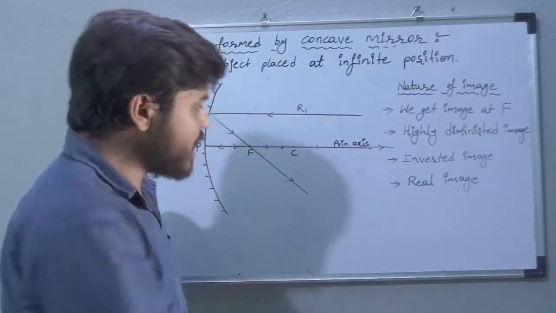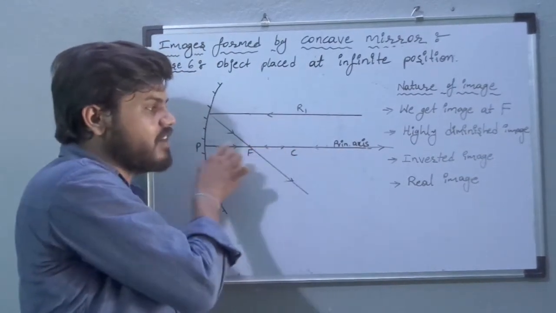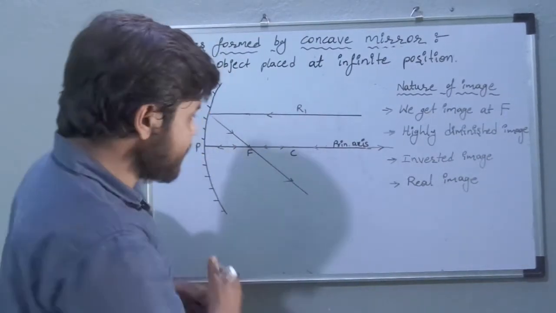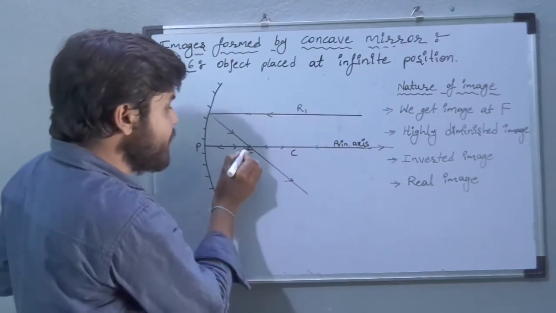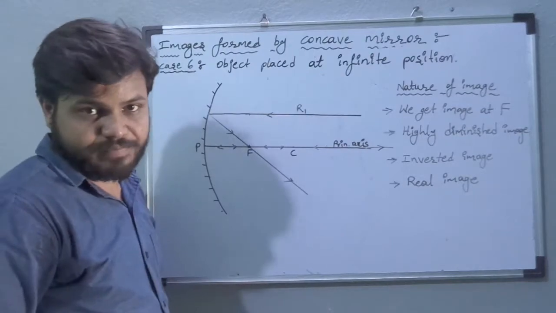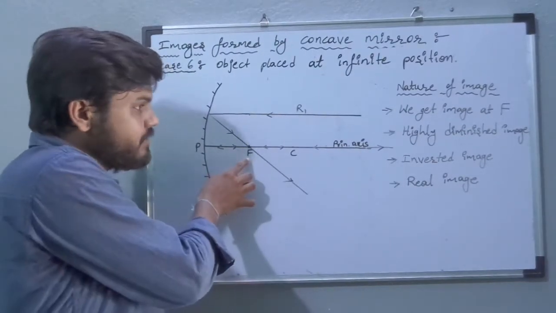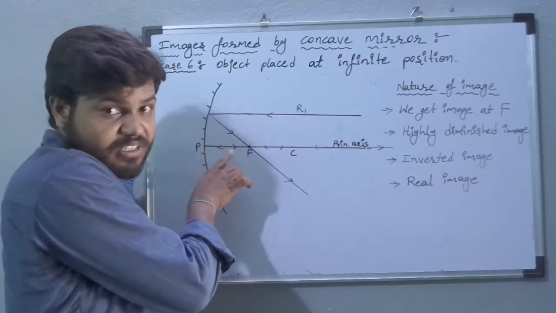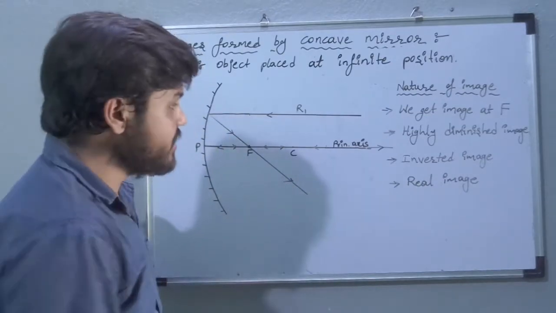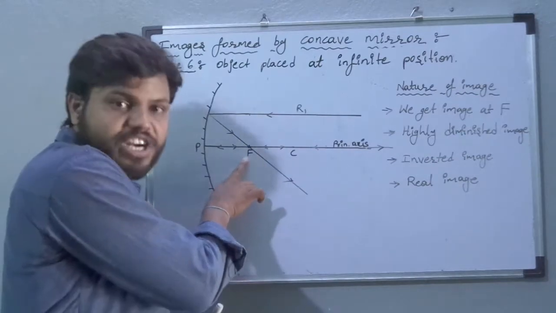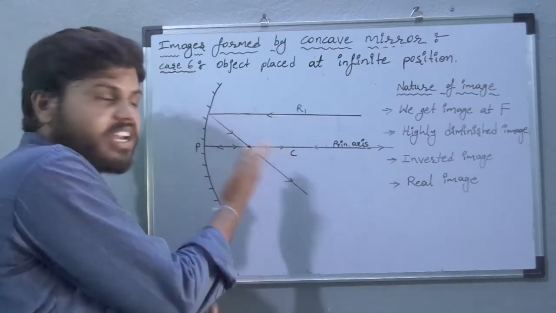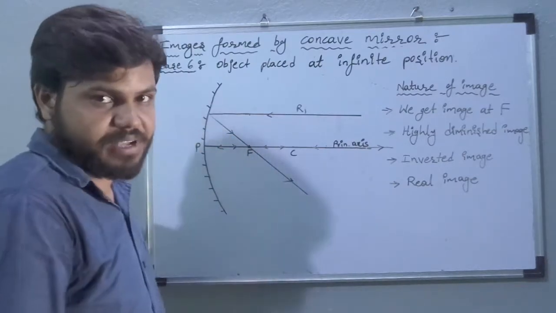If any ray passes through the principal axis, after striking the mirror, the reflected ray goes back in the same direction, right? See, these two reflected rays meet at the focal point. Here we get the image. We can't see that image, we can't measure the image. The image size is a highly diminished image, and we get an inverted image, and we are getting it on the focal point, we can catch that point on the screen, right? So it is a real image.